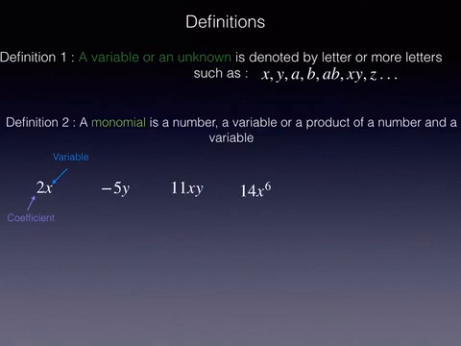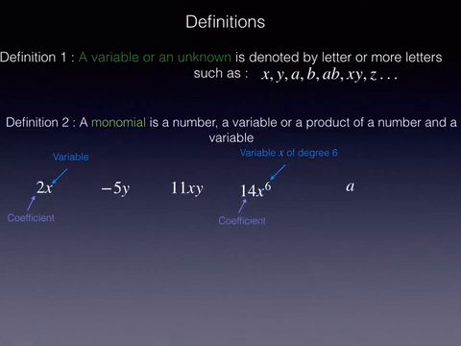14x power 6 is a monomial. X power 6 is the variable. The variable is x of degree 6 because we have x power 6. So we say the variable is x of degree 6. And 14 is the coefficient of this monomial.